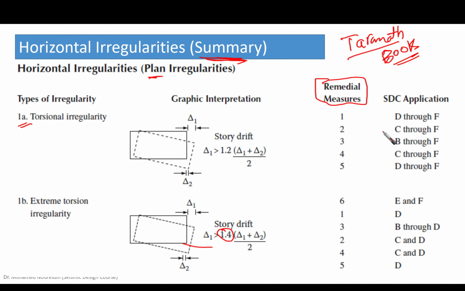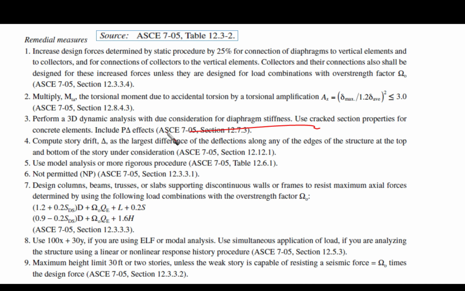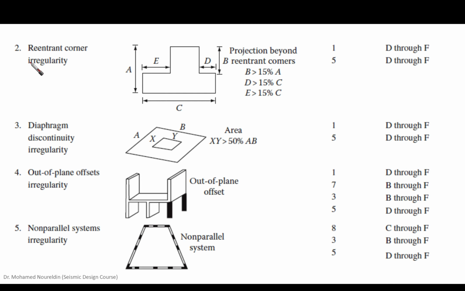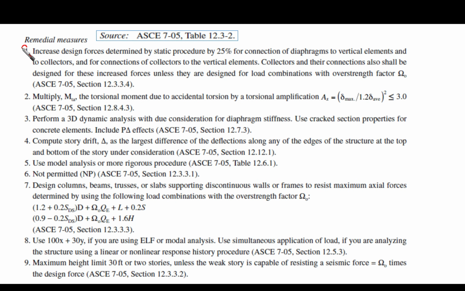It means that if the seismic design category is D or E or F, then there is something that should be taken into consideration, which we call a remedial measure. Remedial measure 1 is indicated as 1 here, and in the next slide this is 1. Sorry for this. Let's go back and then come here. So this is 1 here.